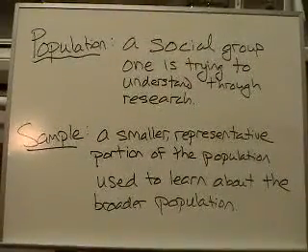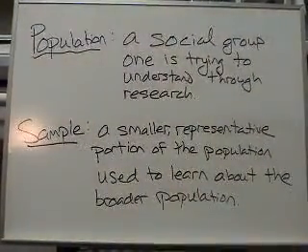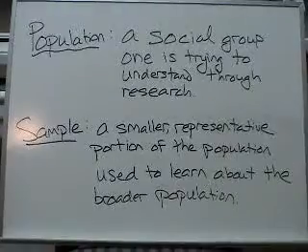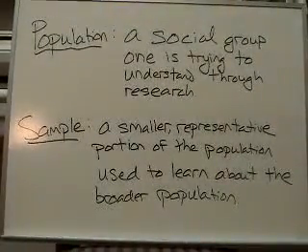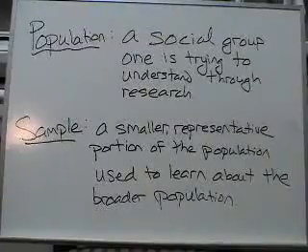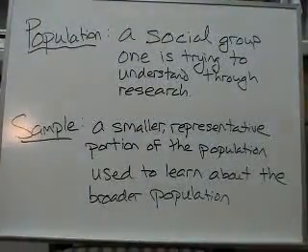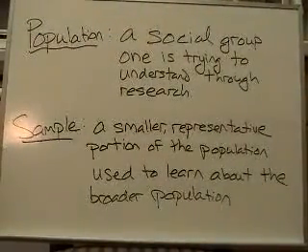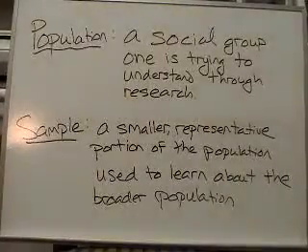So this past week we learned about sample means and sample proportions and how representative they were of overall populations. But real quickly, let's define the differences between a population and a sample. A population is simply a social group somebody is trying to understand through research. And this could be based on any number of social criteria.